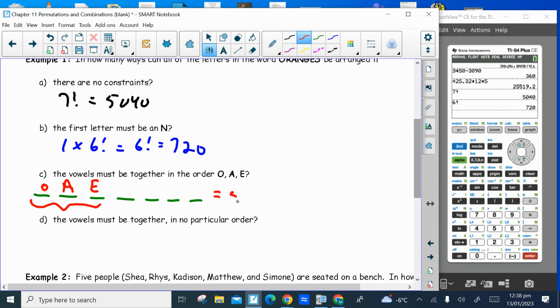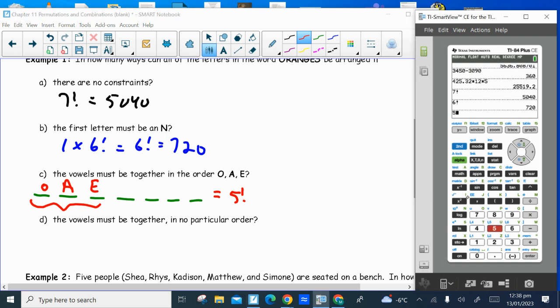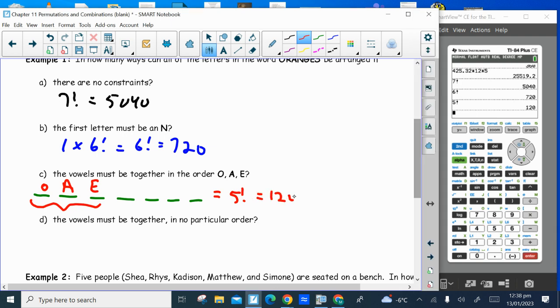And so the answer to this would be 5 factorial, which I think is 120. Yep. So there's the answer to part C.